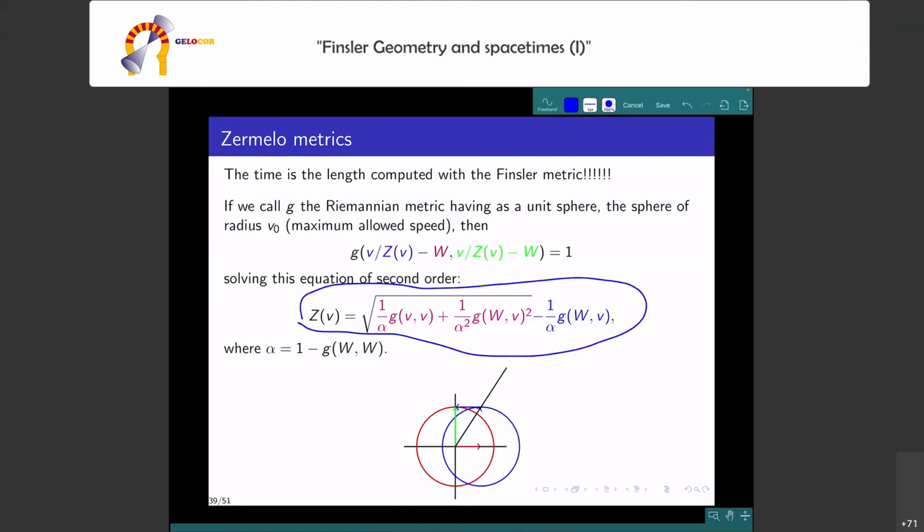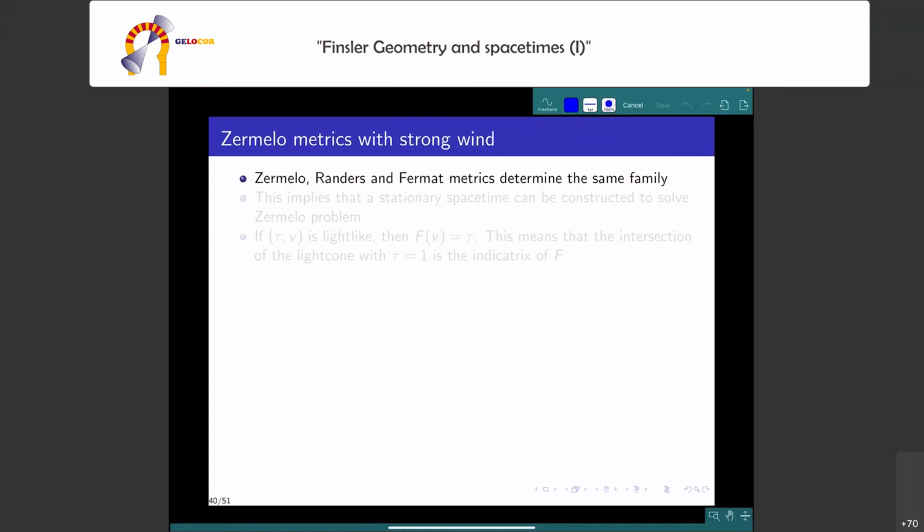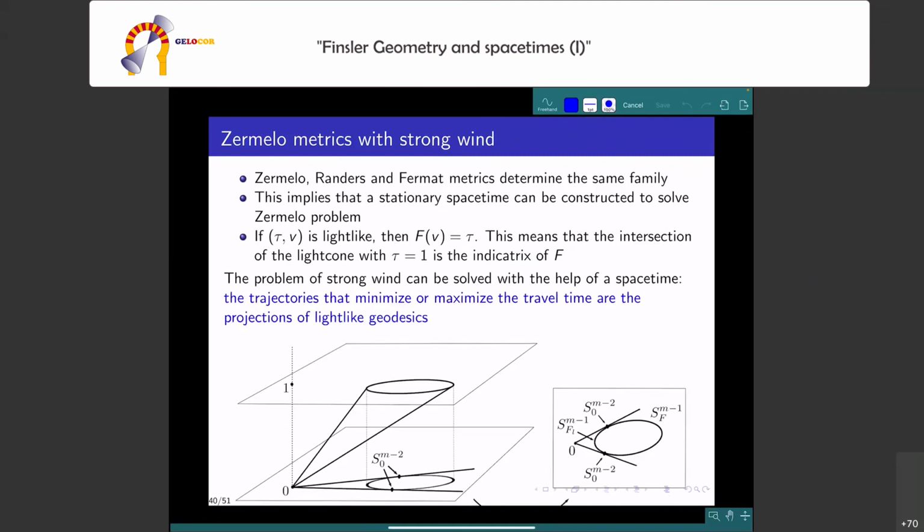Well, in the case of strong wind, when the wind is very strong, the zero vector is not inside of the compact strongly convex hypersurface. So there are some problems. You have to consider some generalizations. But in this case, spacetimes are very useful, because here the indicatrix does not contain the zero vector, but in the spacetime you have a light cone, which is a normal light cone. The only thing is that this direction here is not timelike.